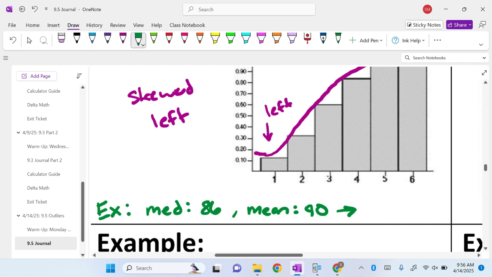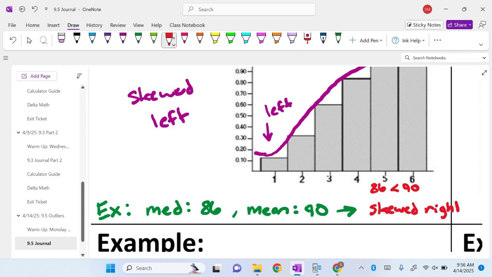Say it again. It's right skewed or skewed right. Why? Right. Because the median is less than the mean, or the mean is greater than the median, it's skewed right. So if I were to actually graph the data, the tail would be on the right side.